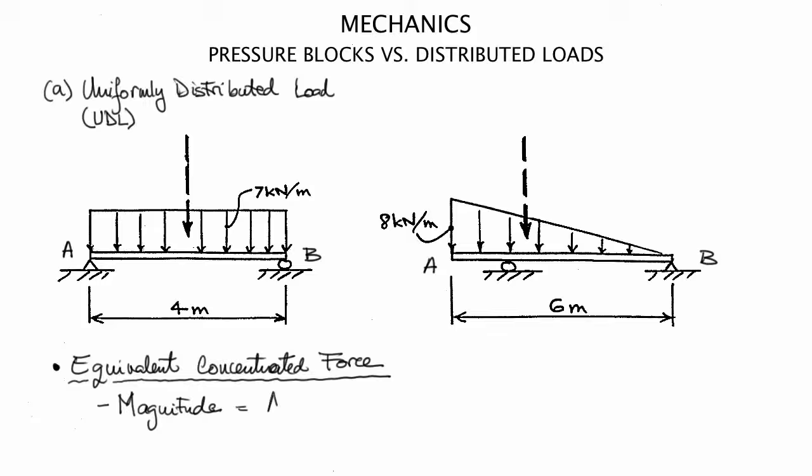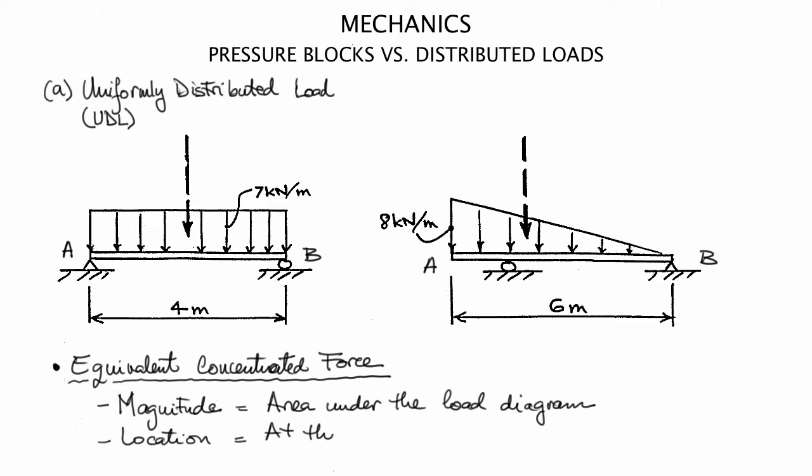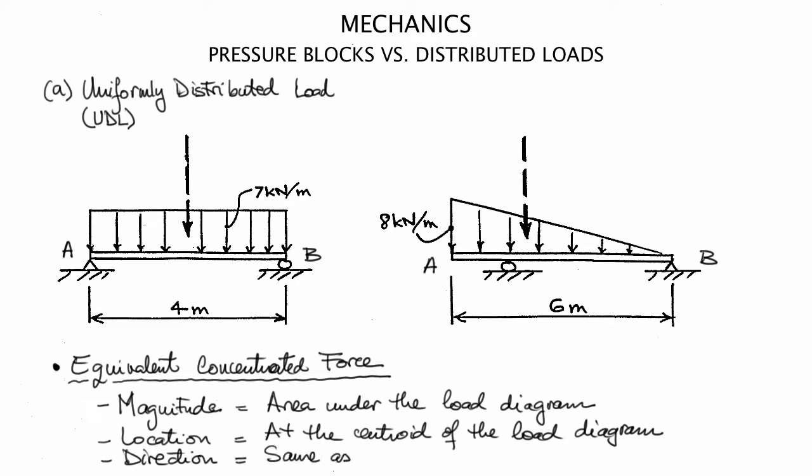So we need to establish its magnitude, and by definition this will be equal to the area under the load diagram. We need to establish its location, and this will be at the centroid of the load diagram, and we also need to establish its direction, which will be of course the same as the direction of the load intensity vectors.